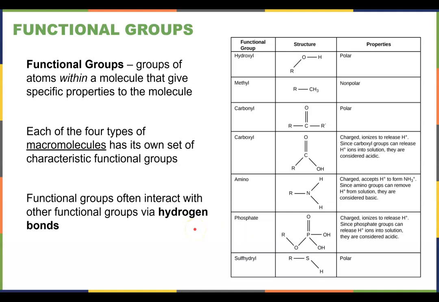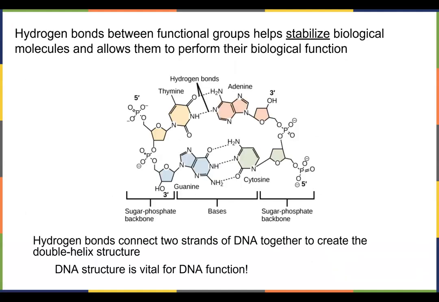Functional groups often interact with each other via hydrogen bonding. So we're not going to get rid of that term anytime soon. We're going to talk about hydrogen bonding throughout the whole semester. It's just how important it is. Hydrogen bonds, again, stabilize biological molecules. So this is a molecule of DNA on this side. There's another molecule of DNA on that side, and they're being held together in the center here by hydrogen bonds.